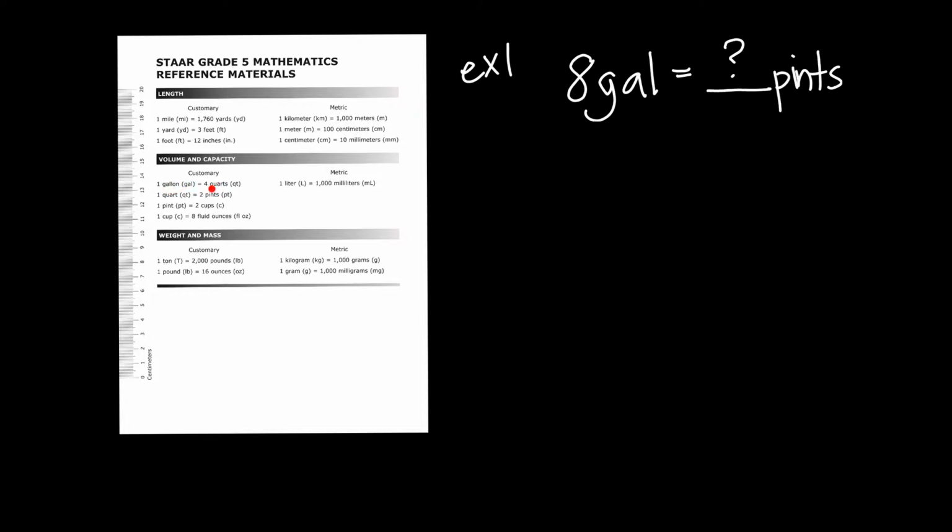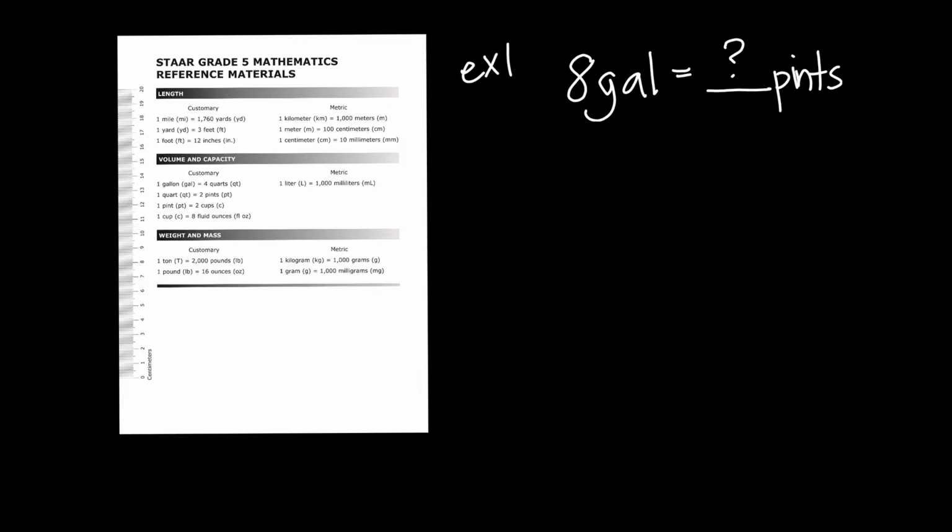First example. We want to know how many pints are in 8 gallons. So we're looking for pints in 8 gallons. Now, if we look at our reference chart, you might see here, we don't have anything that says gallons and pints. We have gallons and quarts. We have quarts and pints, but we don't have anything that has gallons and pints. This is why we need to do a two-step conversion.